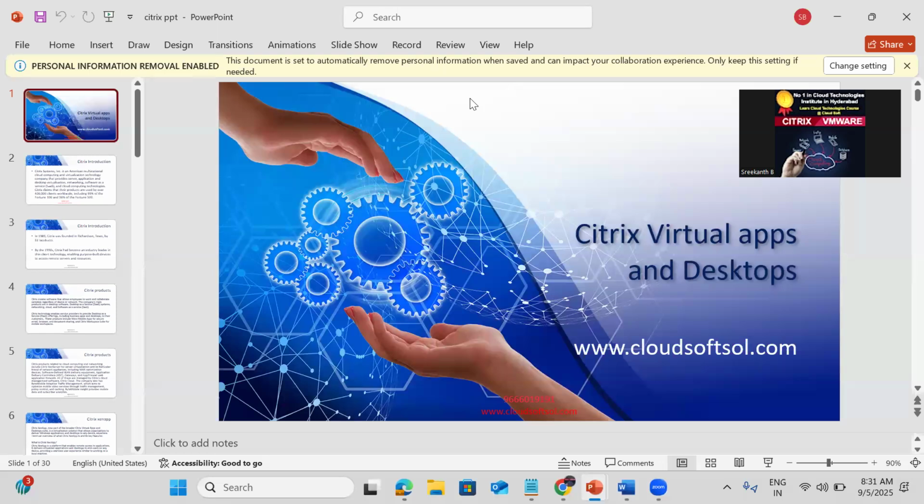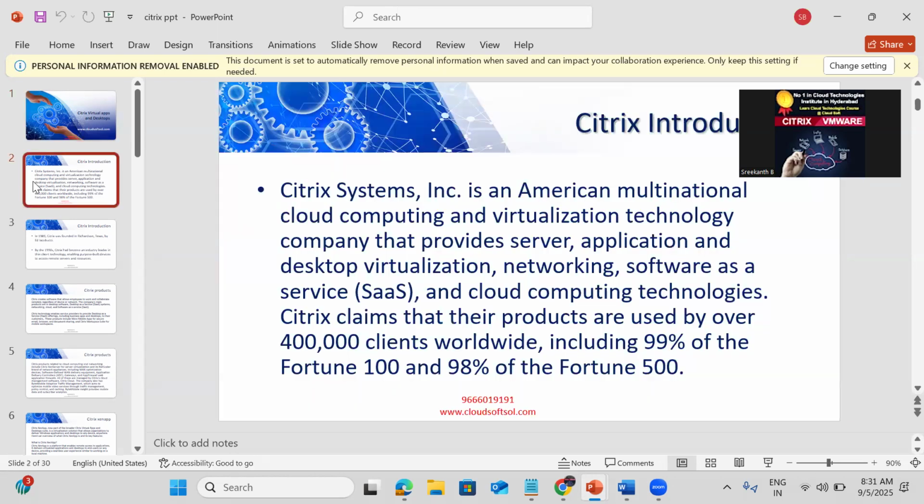Okay, so today we'll start with Citrix Virtual Apps and Desktops. So now here we have Citrix. What is Citrix or VMware? Those are not the product names. Those are company names.